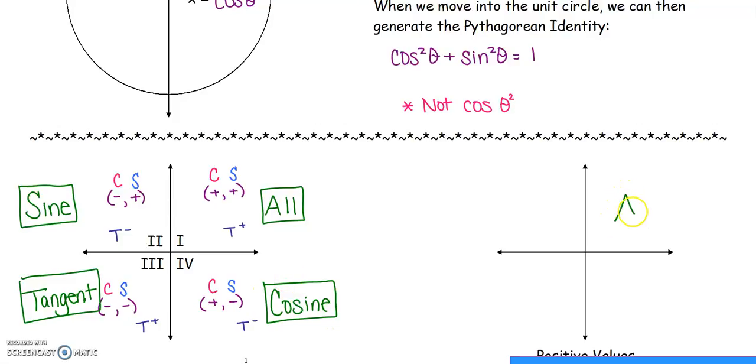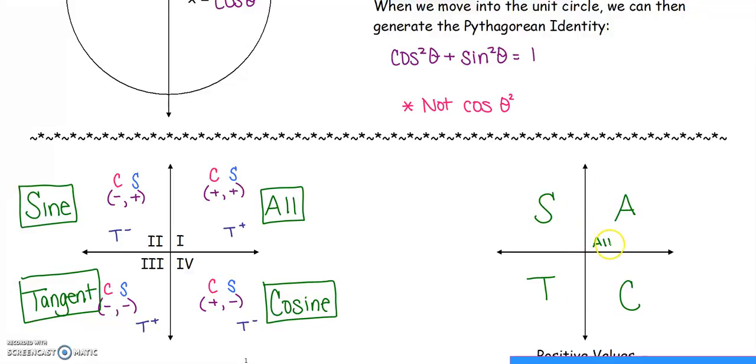So first quadrant, all of them. Second quadrant, sine. Third quadrant, tangent. Fourth quadrant, we have the cosine that's positive. Okay, we have A, S, T, C.